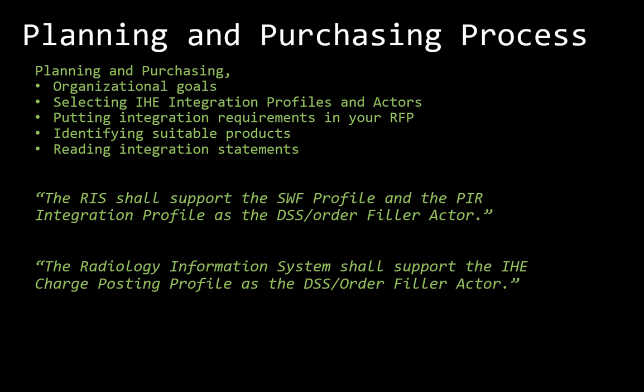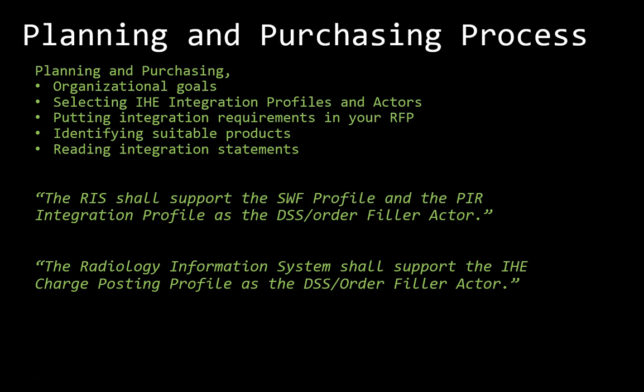Just as you put integration requirements in your RFP for a modality, you'll do the same thing for your RIS RFP. Again, the statement to profile should be a 1-to-1 ratio. In other words, each profile should have its own statement in the RFP. It will have statements like, the RIS shall support the SWF profile and the PIR integration profile as the DSS order filler actor, or the radiology information system shall support the IHE charge posting profile as the DSS order filler actor.